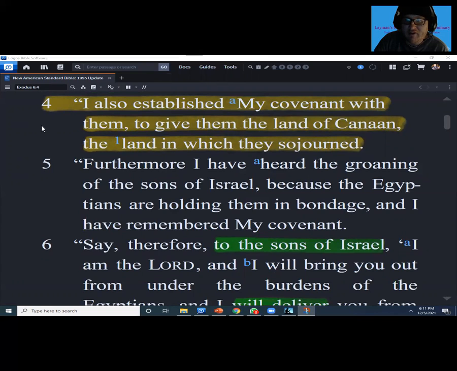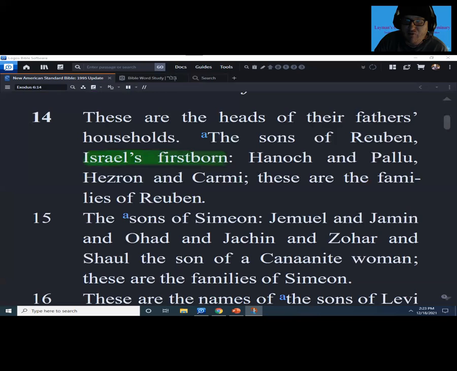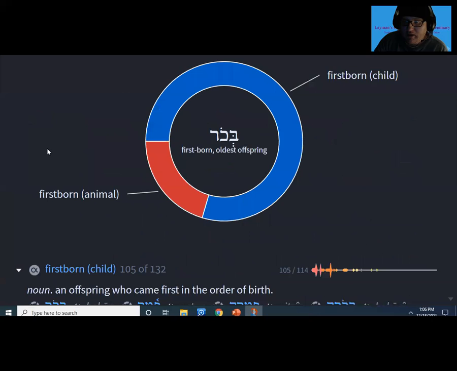So in Exodus 6:4, we're reminded about the sojourning, how God established his covenant with the sons of Israel. And then in 6:14, we have our firstborn word appearing again. And so this is where we're introducing that word study, Bekor.